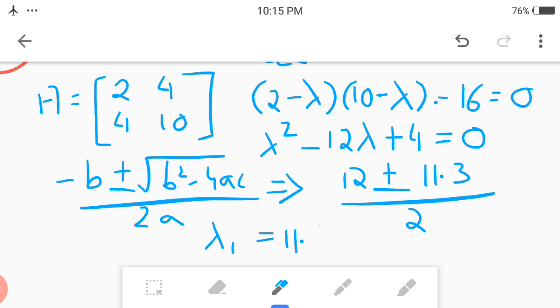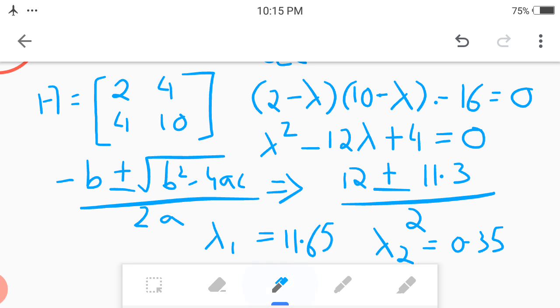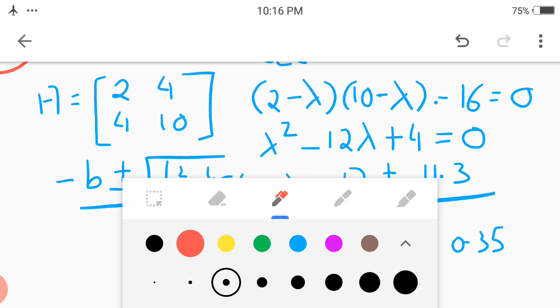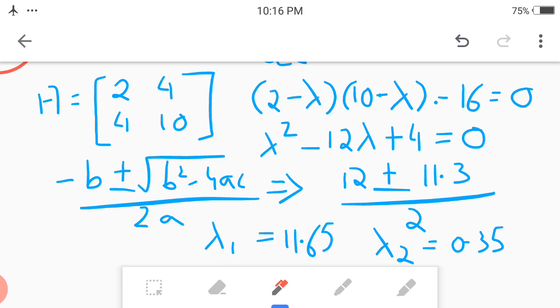11.65, and sorry about that, and lambda 2 as 0.35. You can observe they are real and they are greater than 0, right? So now let's look at the pivots.